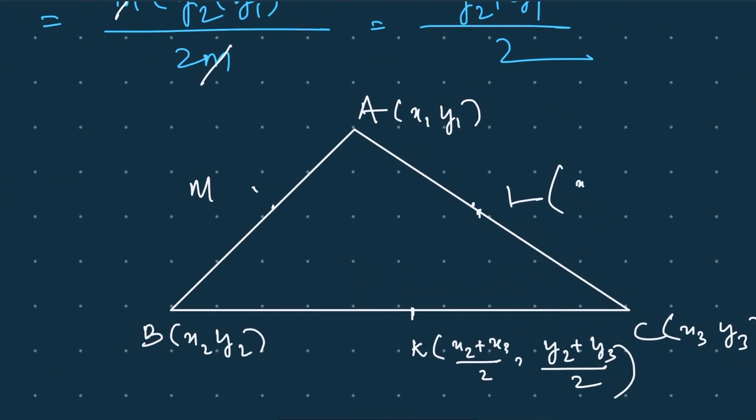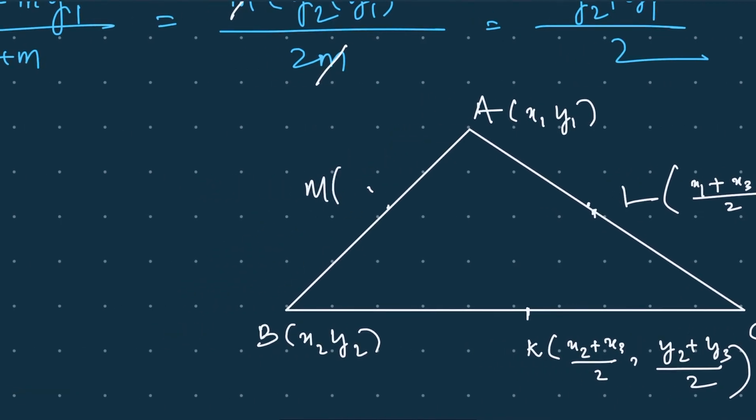it will become (x1 plus x3) divided by 2, and (y1 plus y3) divided by 2. Similarly for M, it will become (x1 plus x2) divided by 2, and for y, (y1 plus y2) divided by 2. Okay, these are midpoints. I am going to make a blue tick.